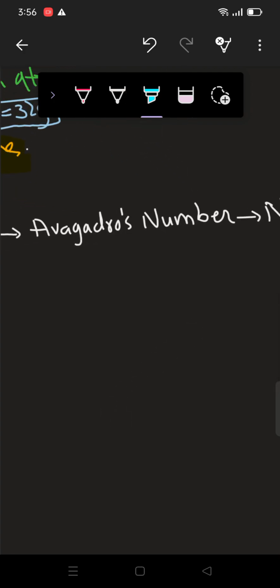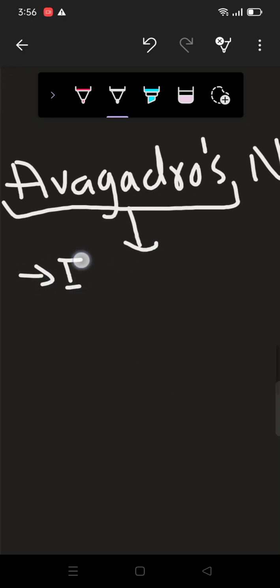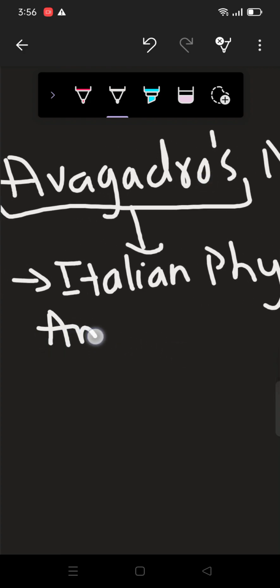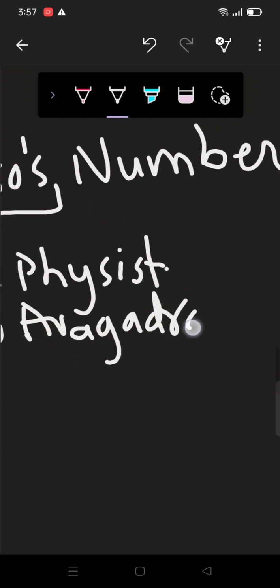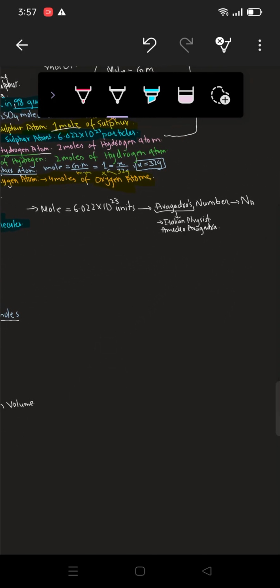Avogadro is basically a physicist, the Italian physicist Amedeo Avogadro. His nationality was Italian and he was a physicist. He calculated this value for the first time. That's why it has got the name Avogadro's number. It is in his honor, right?